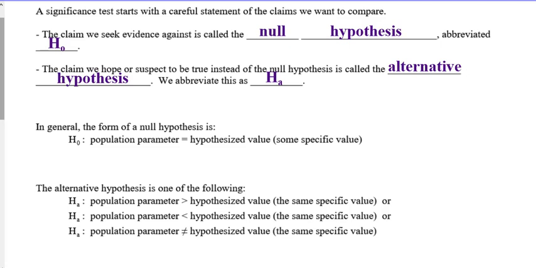So, in our analogy of the judicial system, the null hypothesis is we're assuming innocence. Okay? The null hypothesis is what we seek evidence against. That's our starting point. So, with our analogy, I'm going to say i.e. assumed innocence. And please write this down because it references what we were just talking about.